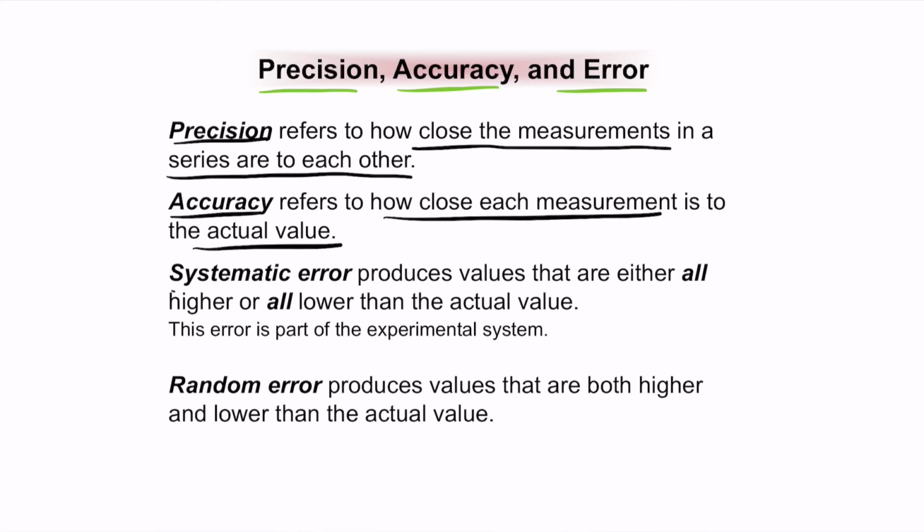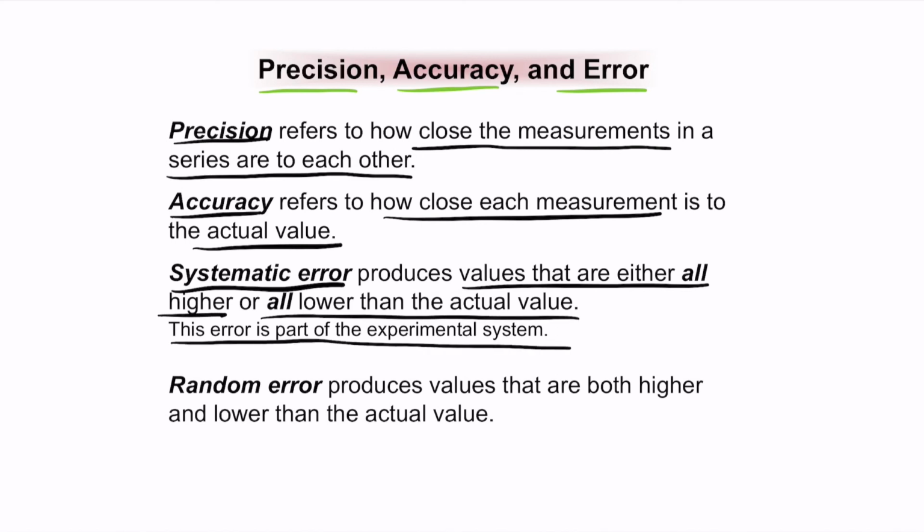Whenever you have a systematic error, it produces values that are either all higher or all lower than the actual value. So this error is called an experimental error, and there are random errors that produce values that are both higher and lower than the actual value. These are called random errors.